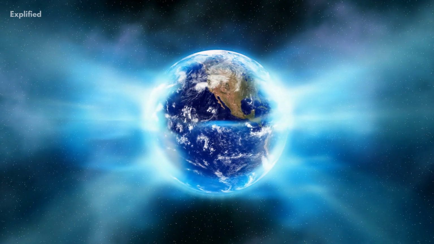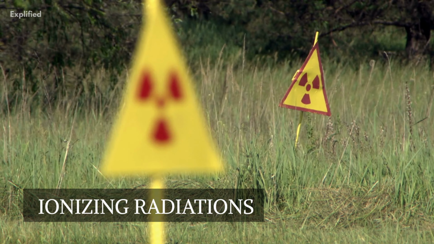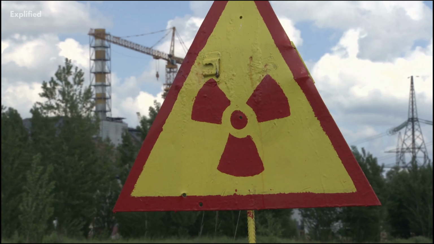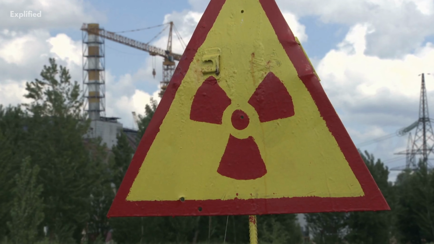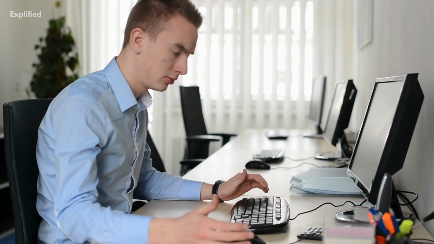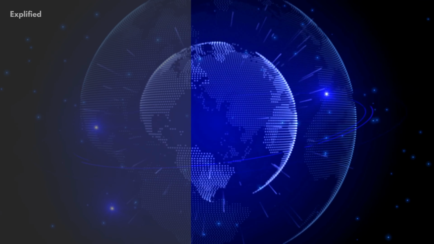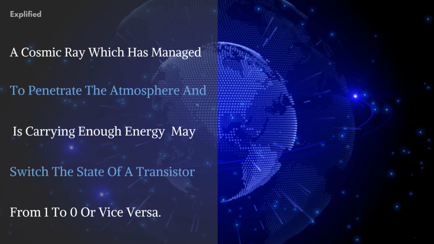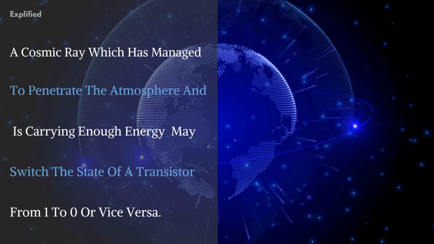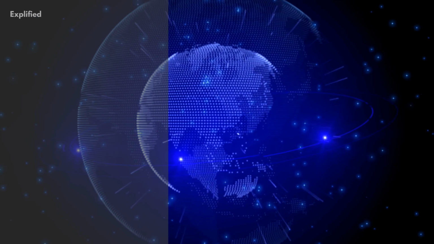On Earth we are exposed to ionizing radiations most of the time. This is known as background radiation. But because the received radiation is extremely tiny in dosage, we are not affected by it. But these can sometimes have enough energy to mess with computer components. For example, a cosmic ray, which has managed to penetrate the atmosphere and is carrying enough energy, may switch the state of a transistor from 1 to 0, or vice versa.